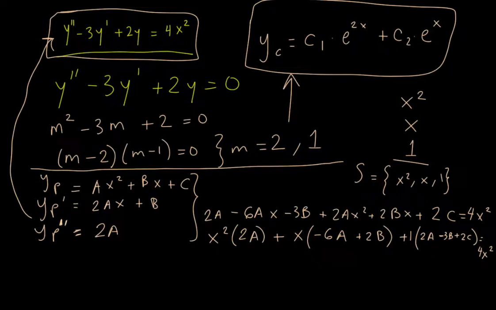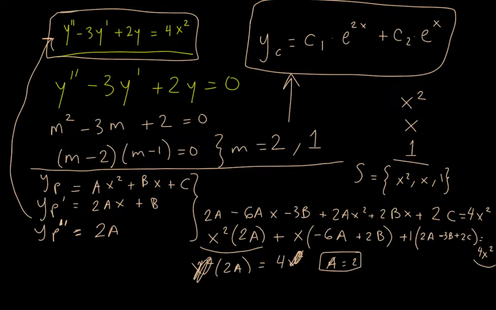Now what we're going to do is set each of these equal to their corresponding terms. If you have an x squared here and a 2a in front of it, you set it equal to the 4 in front of the x squared. So you have x squared times 2a equals 4x squared. The x squareds cancel, and you're left with 2a equals 4, so a is equal to 2.